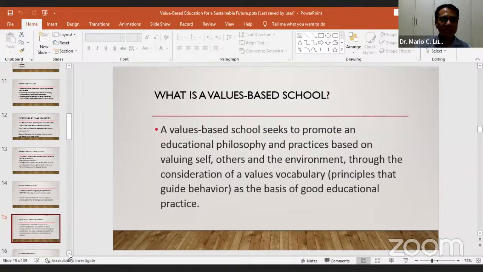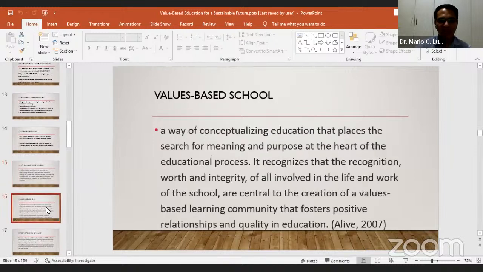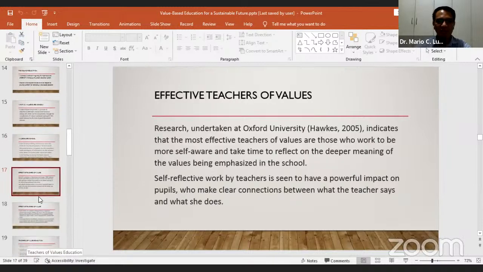So we look into the critical thinking of our students. It is very important that we create a values-based school, a way of conceptualizing education that places the search for meaning and purpose at the heart of the educational process. It recognizes that the recognition, worth, and integrity involved in the life and work of the school are central to the creation of a values-based learning community that fosters positive relationships and quality education.